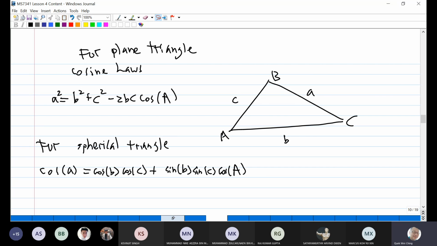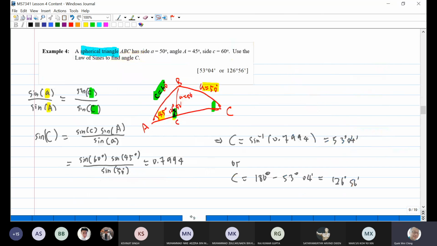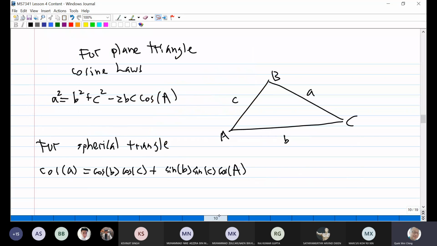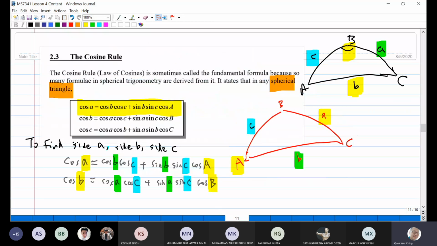So this is the cosine law we mentioned earlier. It is used to find side A, side B, side C here. Now, what is the other use of the cosine law? It is to find the angle. Can you find the angle now? Yes, you can also find the angle using the same formula.